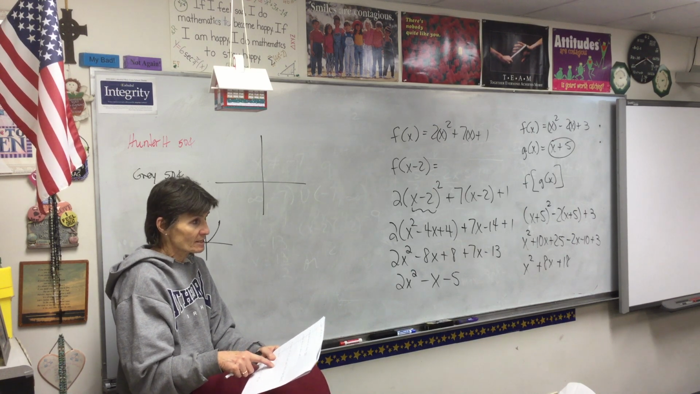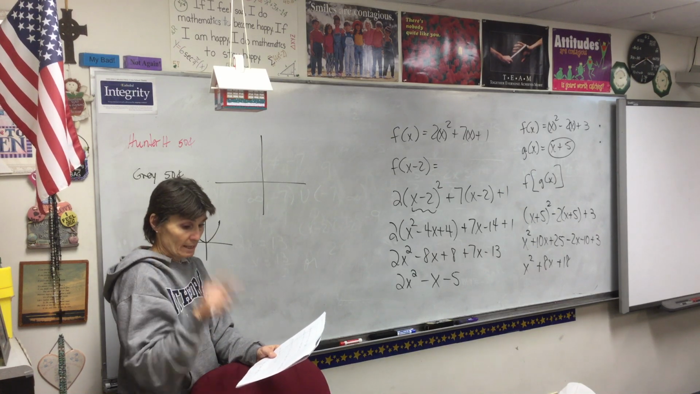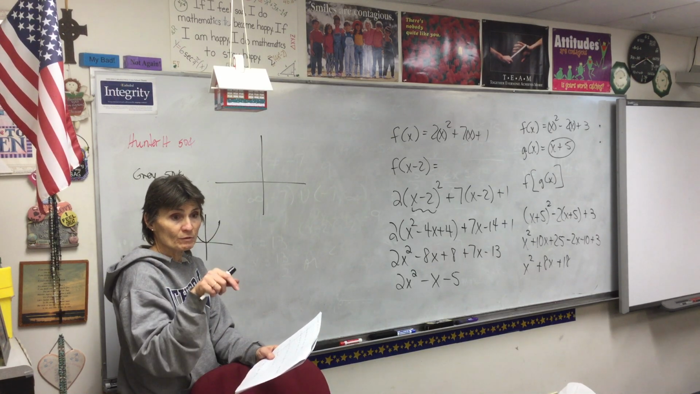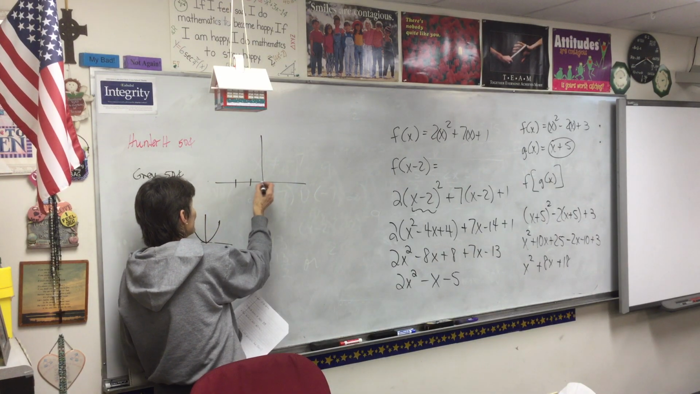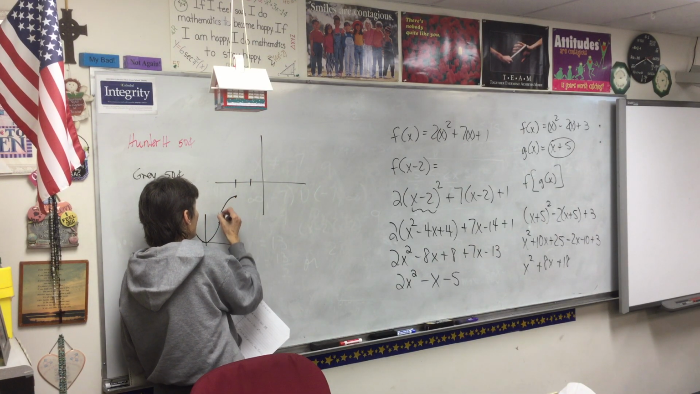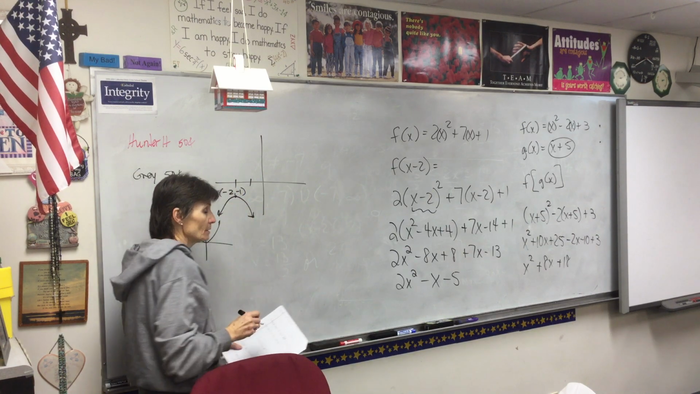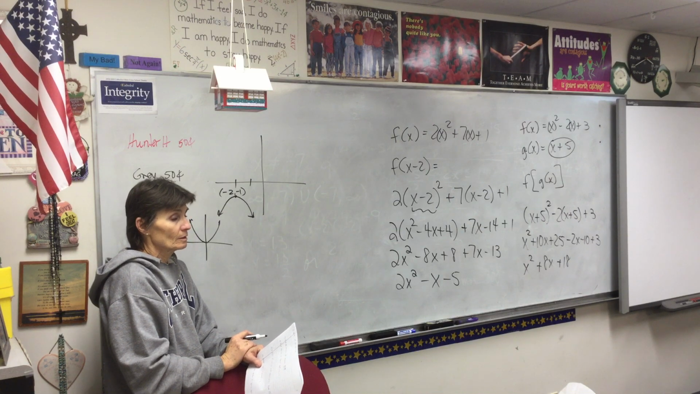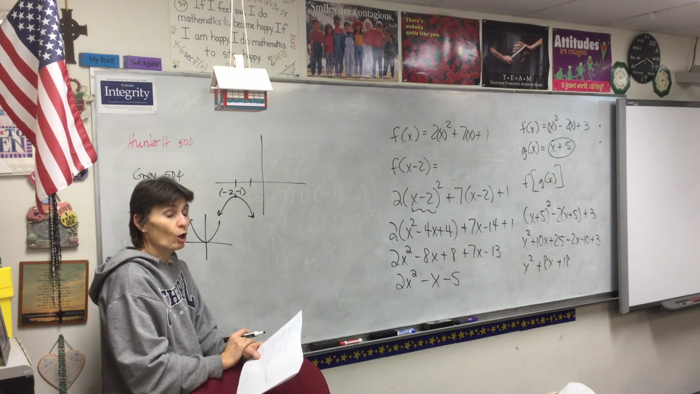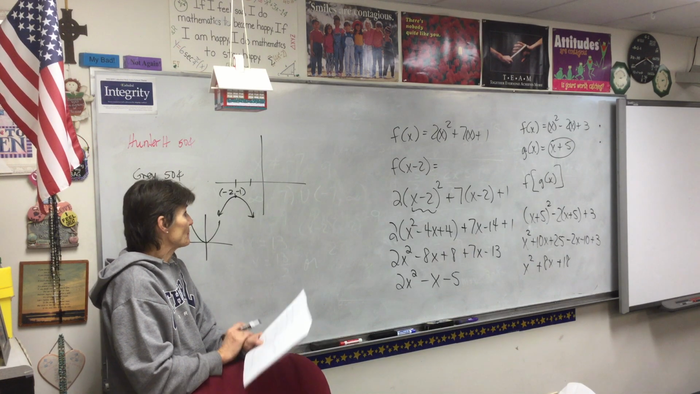What does the x plus 2 do? Moves it left. Left 2, and then the minus 1 on the end moves it down 1. So I have taken my parabola, I've moved it left 2, down 1, and it opens down. That's it. That's all you have to do. Does it move it down because of the negative in front? The negative 1. It opens down because of the negative in front. Oh, okay.